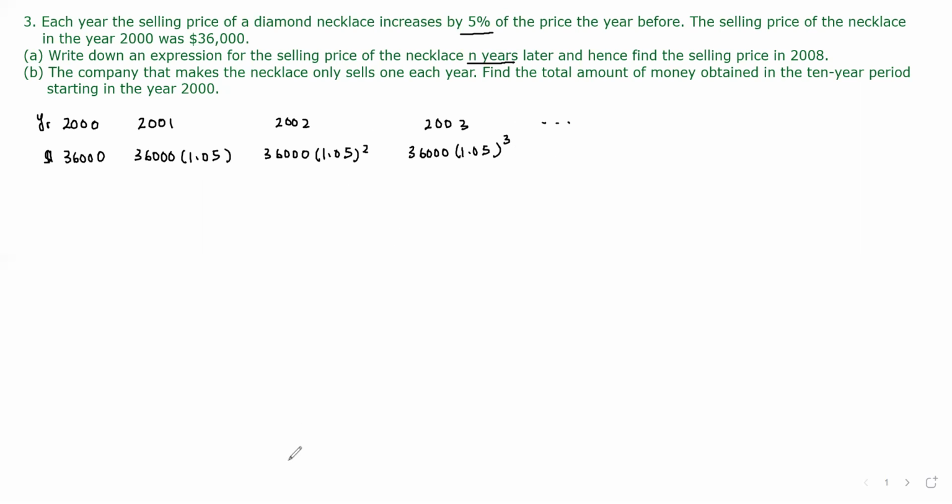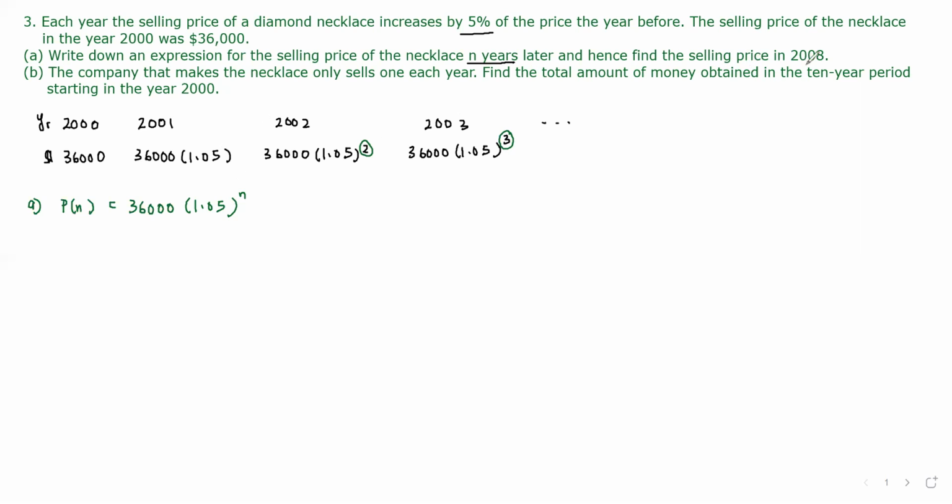Then you can conclude that the price n years later would be 36,000 times 1.05 to the n, because 3 years later you raise it to the 3, 2 years later 1.05 is raised to the 2, then n years later 1.05 must be raised to the n. That gives the selling price for the necklace n years later.